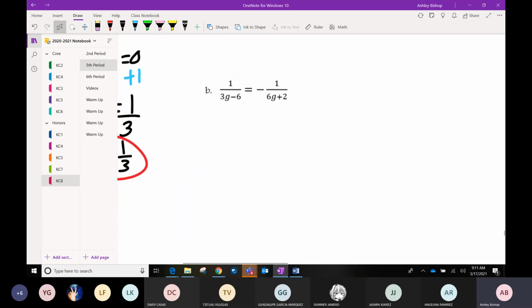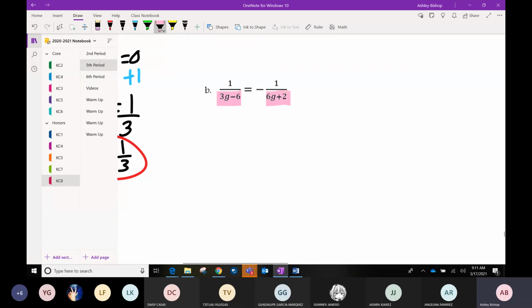I have this problem here. I want to solve for G, but I first have to figure out what G cannot be, because if G is a certain number, I could have a 0 in my denominator, and that's not good. We will break the math rule. So remember, I first have to check for extraneous solutions. So anytime you see G in your denominator, set it equal to 0.